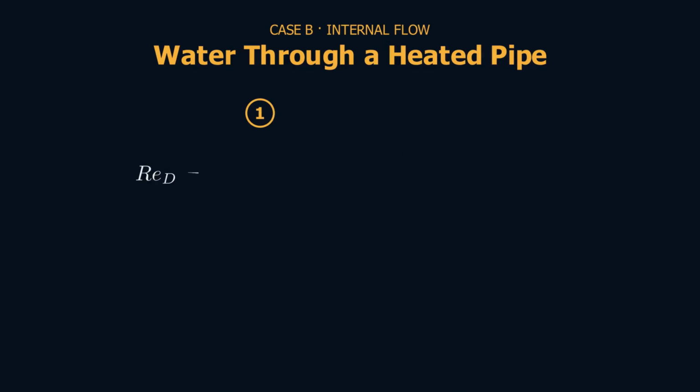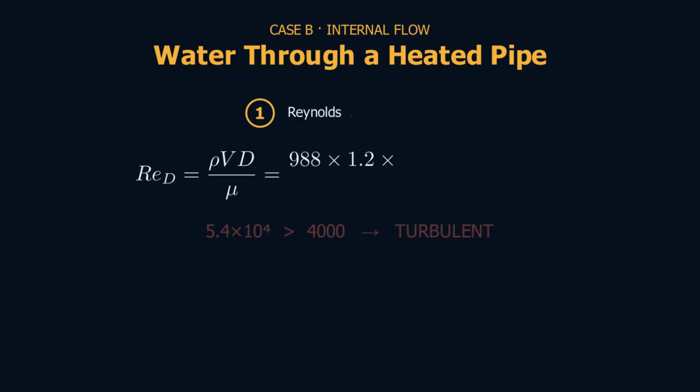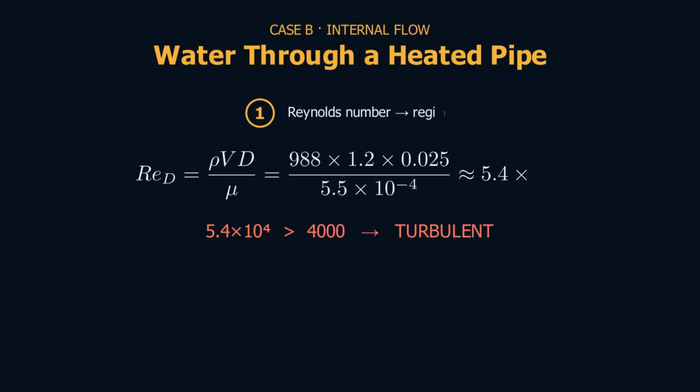Step 1. Same Reynolds formula, but now with the pipe diameter as the length. It comes out at 54,000. For pipe flow the turbulent threshold is only about 4,000, so this flow is firmly turbulent, a different regime, which means a different correlation.